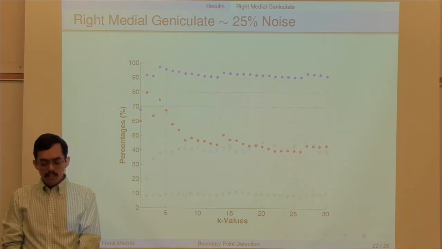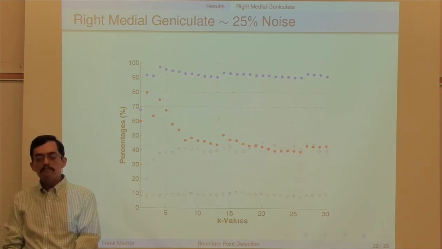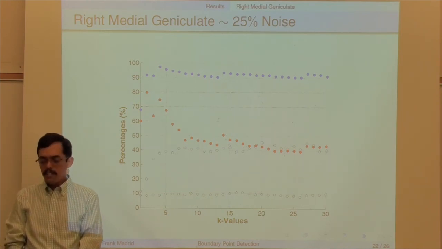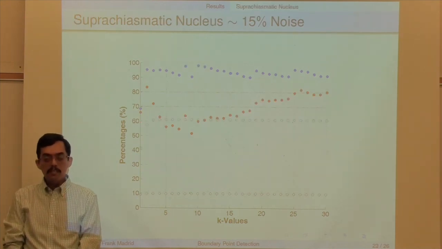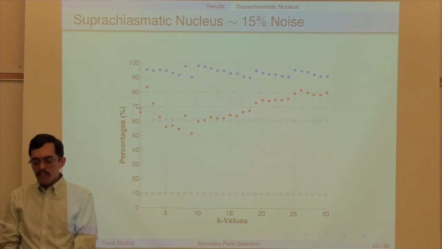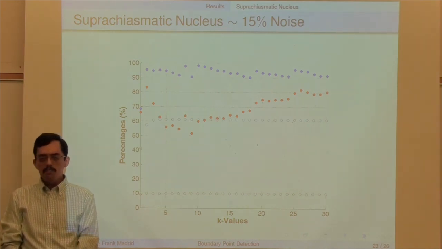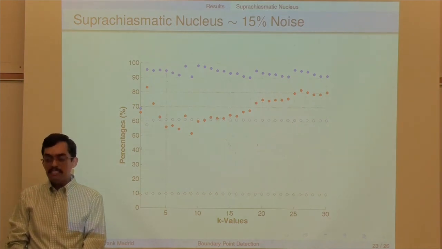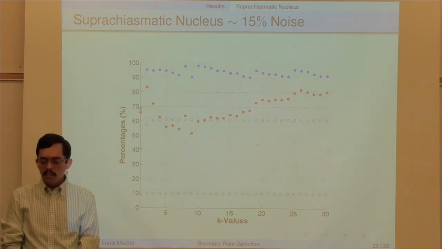Increasing the noise, we see similar effects for the robust Cocone algorithm, as well as similar effects for the reverse k nearest neighbors algorithm. Lastly, we consider our experiment on the suprachiasmatic nucleus. The robust Cocone algorithm still performed similarly, removing almost all of the noise and maintaining approximately 60% of the original sample points, while the reverse k nearest neighbors algorithm left about 70% of the noise remaining and still preserved almost all the data.